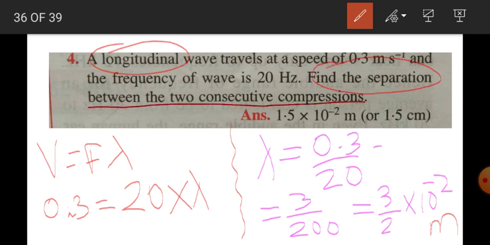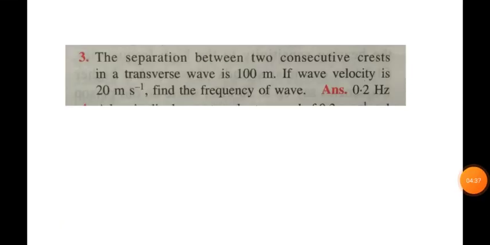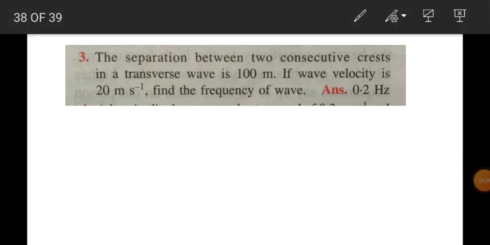This is what you need to know actually. The separation between two consecutive compressions is known as wavelength. If you are not aware of this definition, this concept, you cannot solve these numericals. So you should be aware of that concept. Alright, now let's check this one. This is in case of a transverse wave. Now the separation between two consecutive crests is 100 meter.